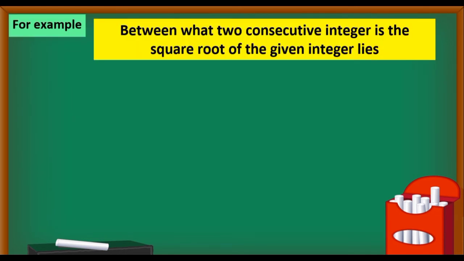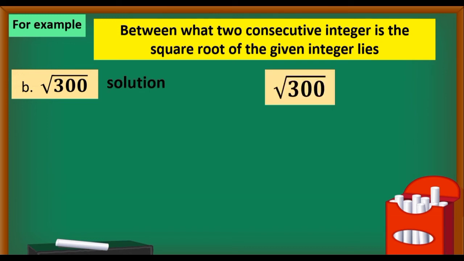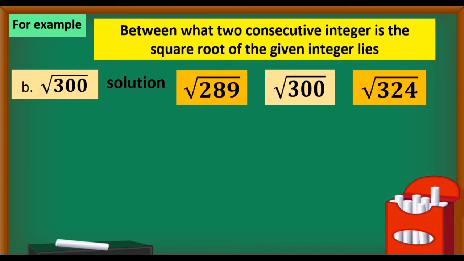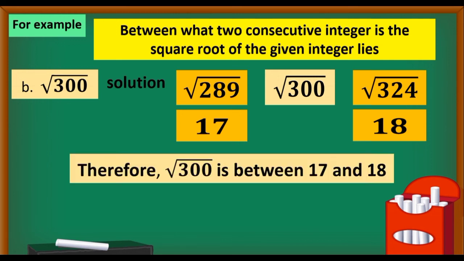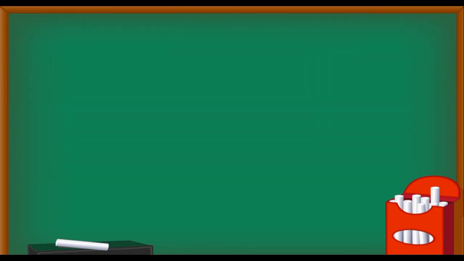Next example. Square root of 300. So, kukunin muna natin si square root of 300. Kanino ba siya nakapagitan? Silipin nyo dun sa screenshot natin. Ayan. So, we have square root of 289 and square root of 324. At ang square root of 289 ay 17. How about square root of 324? That is 18. Therefore, square root of 300 is between 17 and 18.